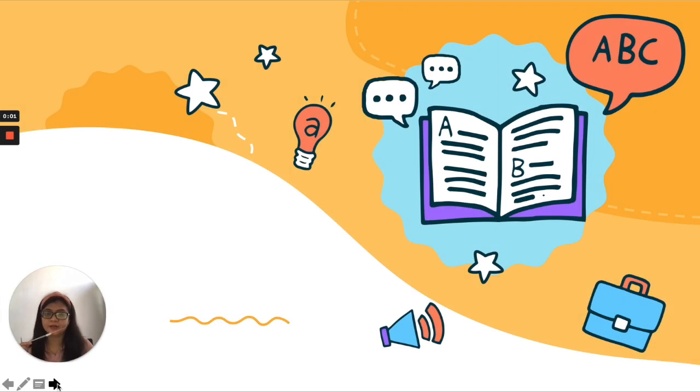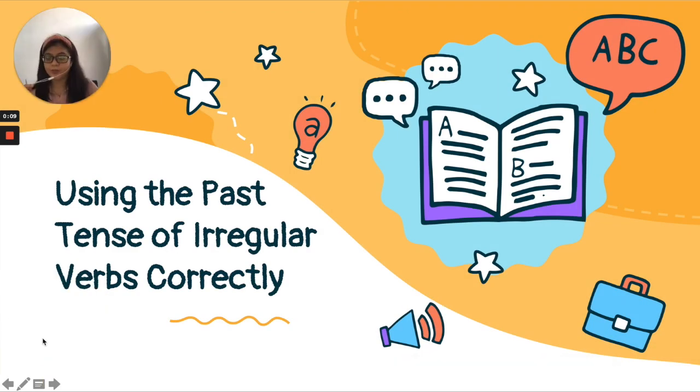Hi kids, welcome back to our English video lesson. So for today, we are going to talk about using the past tense of irregular verbs correctly. So this is lesson 21.